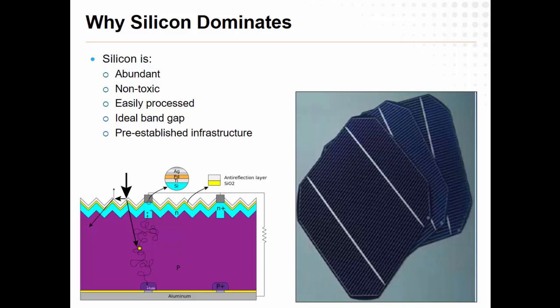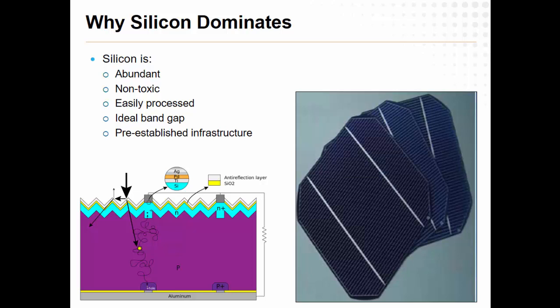It's easier to process comparatively. Just the act of turning it into a solar cell is relatively straightforward. In fact, if you take Mike Scarpola's solar cell class, you'll go make your own solar cell as part of your lab project. Turns out it's just the right band gap, so the efficiency is pretty good.